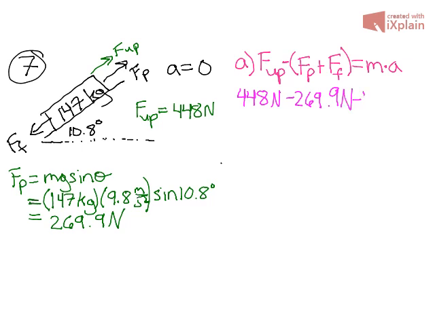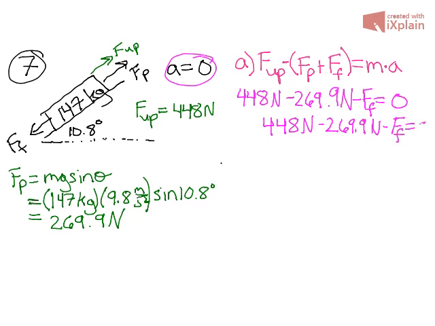Force of friction is what we're trying to figure out. Make sure you distribute that negative sign. And then on the other side, I'm going to put a 0, and that's because the acceleration is 0. So anything times 0 is going to be 0. I'm going to go ahead and simplify, moving that force of friction to the other side to make it positive. And then it's just a matter of simple subtraction till I get my answer.